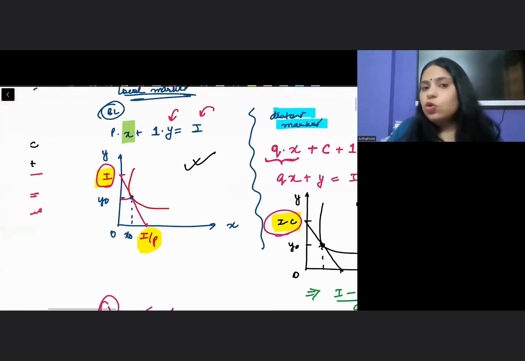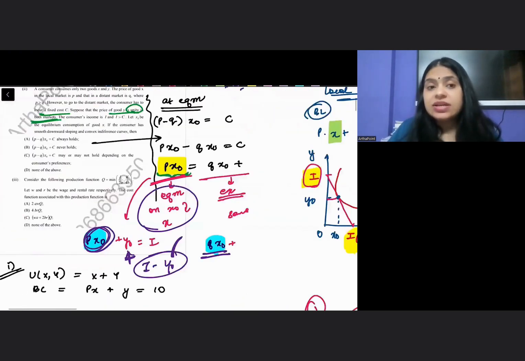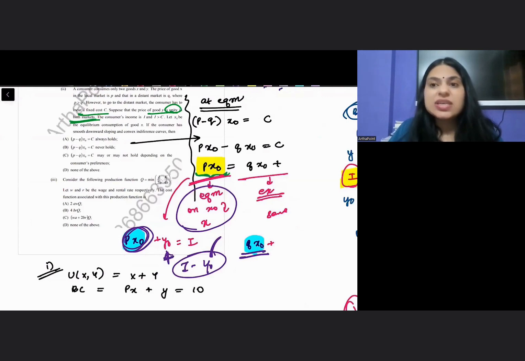So ideally, it will never ever be the case that in the two markets, you will be consuming the same amount of good Y and therefore the same amount of good X. So we can say that B is true. That means that this condition will never hold. Okay, beta. Thank you.